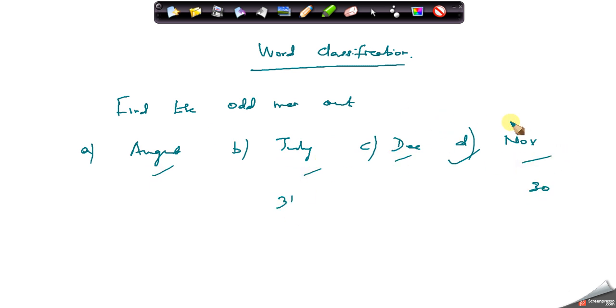November has 30 days. Therefore, this is the odd man out in this case. This is an example of word classification. Okay, we can have one more so that you can understand the concept very well.